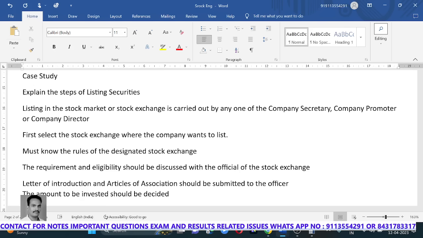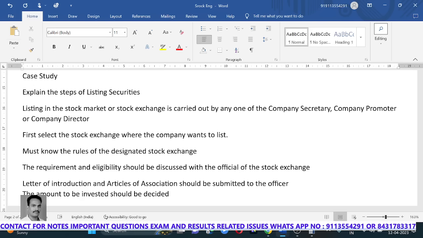Second step, select the stock exchange where the company wants to list. There are so many stock exchanges working in India. Any one of the stock exchanges the company has to first select. Then must know the rules of the designated stock exchange. Whichever stock exchange they select, they have to understand all the rules and regulations of that stock exchange.